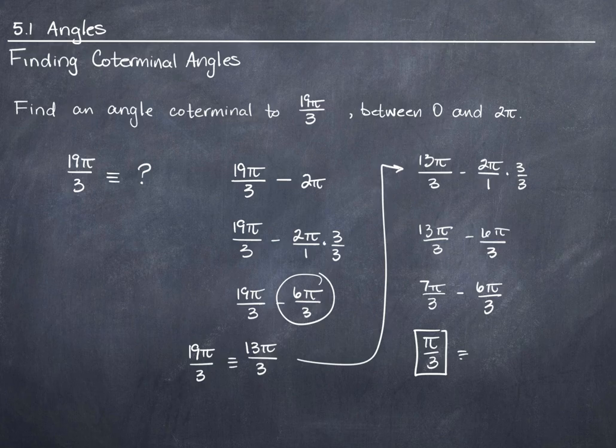This is equivalent to, or coterminal with, 19 pi over 3, and it's between 0 and 2 pi. It's between 0 and 360 degrees, right? Or in radians this time, but the process is exactly the same. All right, that's it for this video. In the next video, we're going to be looking at determining the length of an arc.